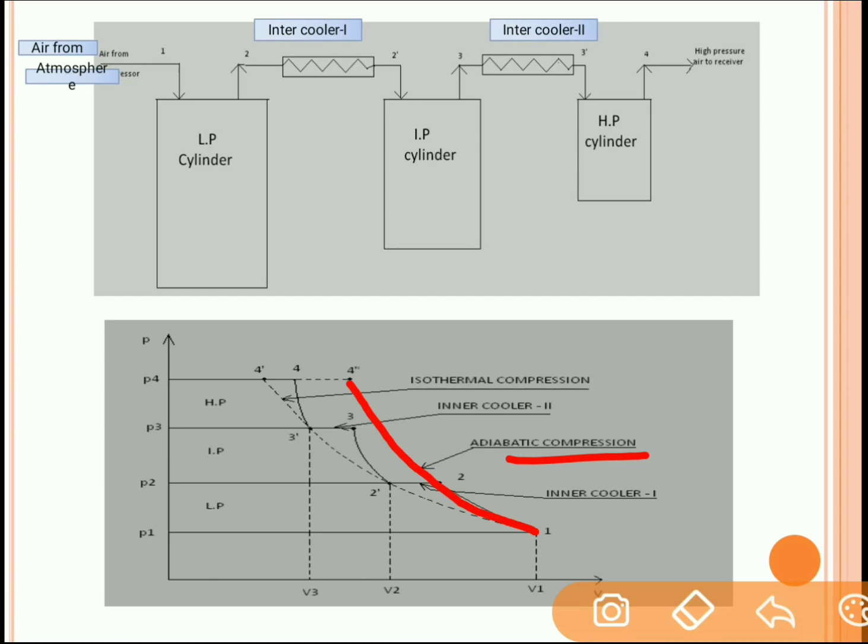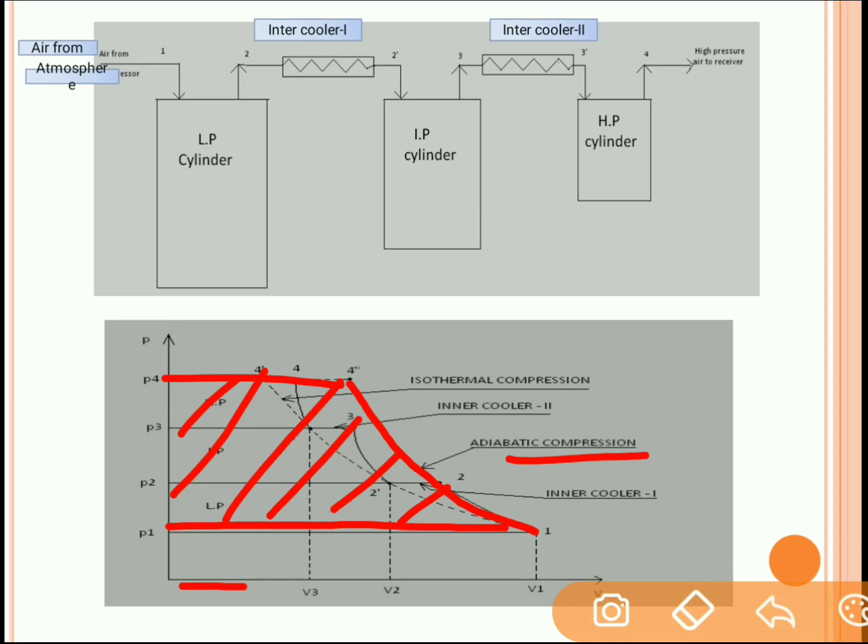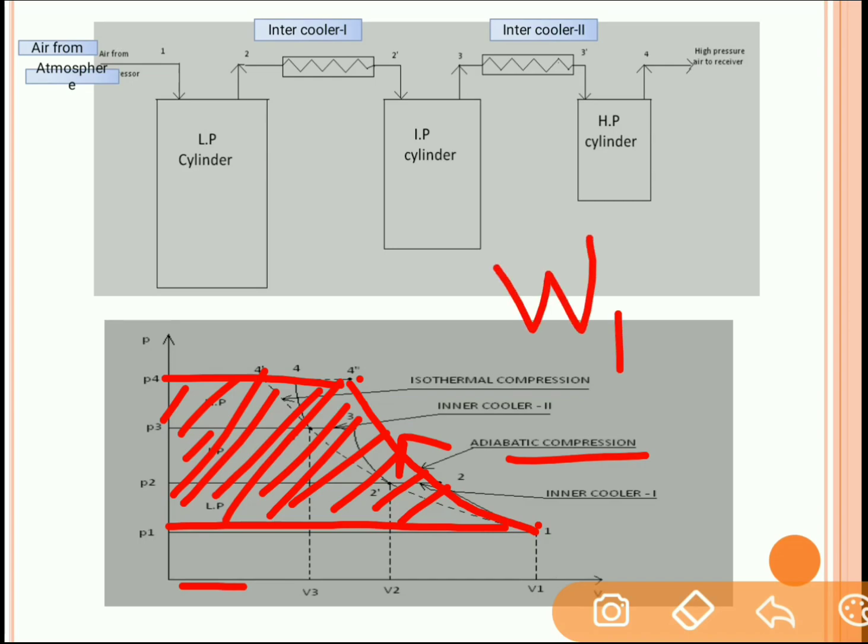And if you see the area under the PV diagram for the single stage reciprocating compressor, then this is the area for the single stage reciprocating compressor. Now let's say that this area represents what? The area under the PV diagram represents the work done. And this area is for the single stage in which compression takes place from P1 to P4. Fine. So let's say that the area under the diagram represents the work done, and that work done is W1.